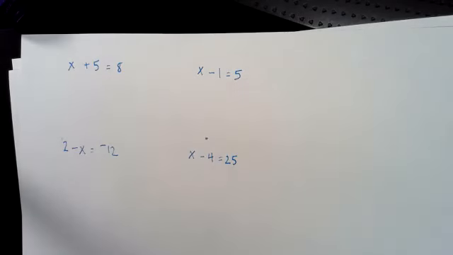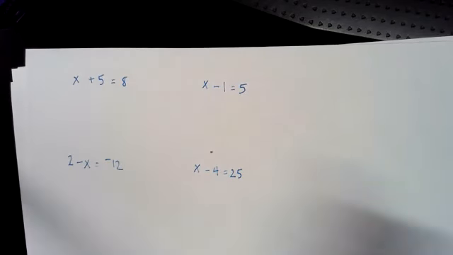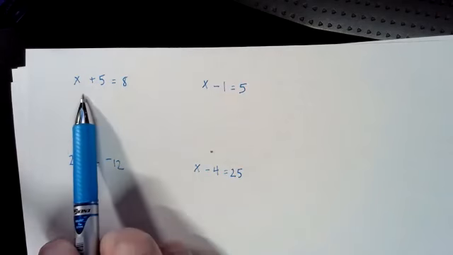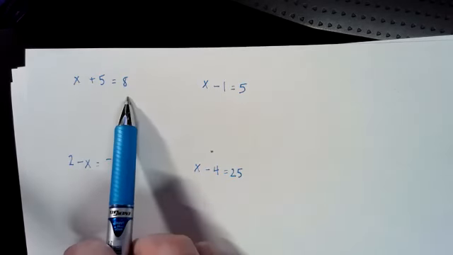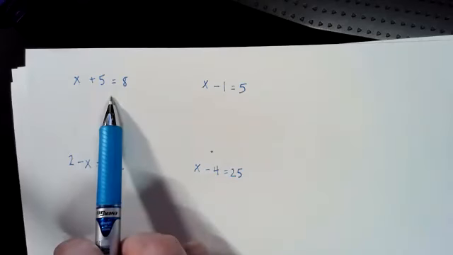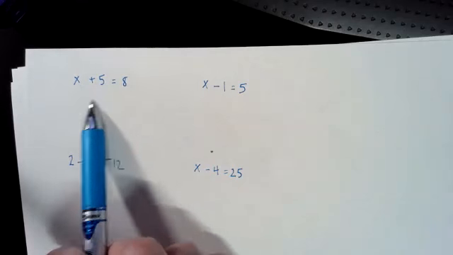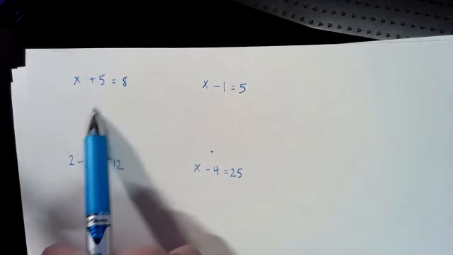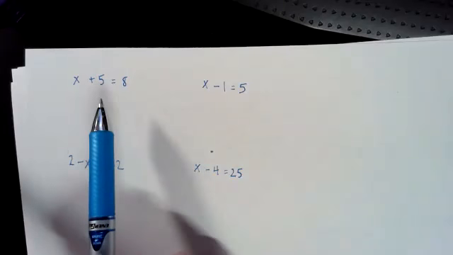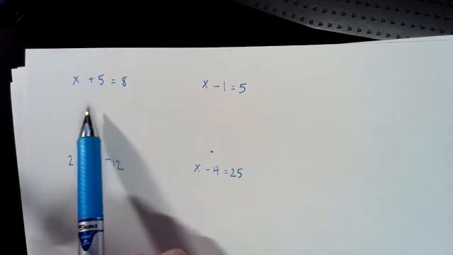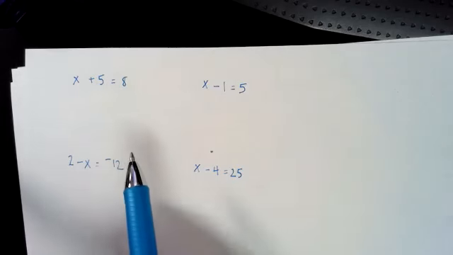Okay, these are one-step algebraic equations. Your goal with these is to get to one variable, which is the letter, and one number. So you want a variable on one side of the equal sign, and you want a number on the other side. When you look at these, we've got a problem here with this 5. It's in the way. So what we're going to do is get rid of the number that's in the way so we can get down to one variable and one number.